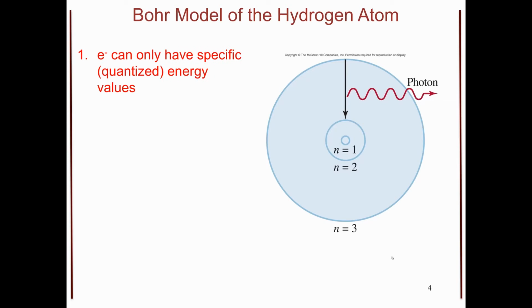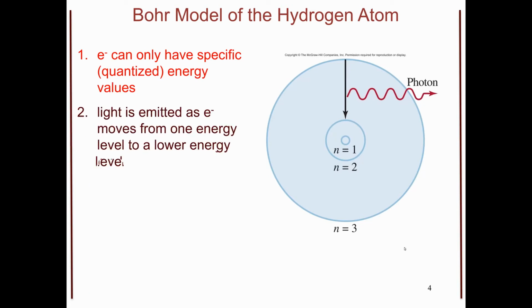First off, Bohr stated that electrons can only have specific quantized energy values. These energy values would coincide with known distances away from the nucleus. So this means that the quantization of our energy comes from how far the electron is from the nucleus.